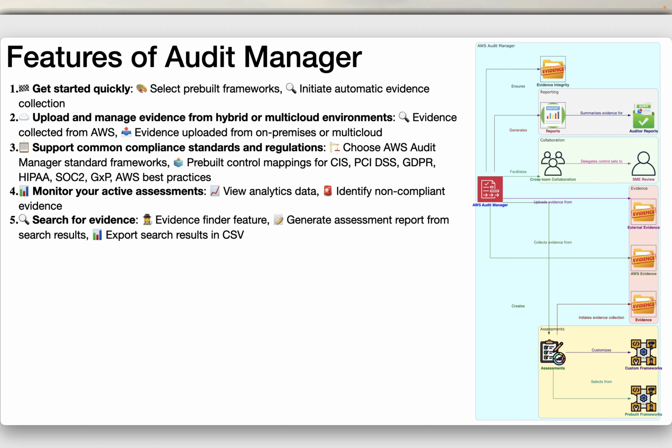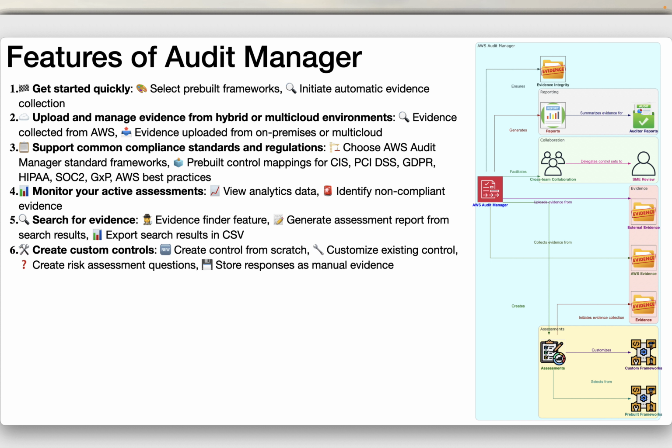Use the Evidence Finder feature to quickly find evidence that is relevant to your search query. You can generate an assessment report from your search results or export your search results in CSV format. You can create your own control from scratch or customize an existing control to meet your business needs. You can also use custom controls features to create risk assessment questions and store the responses to those questions or query as manual evidence.